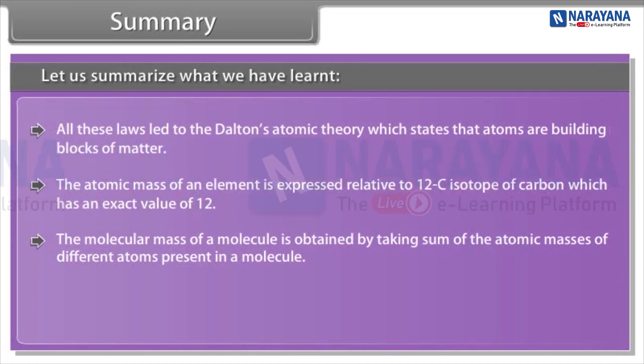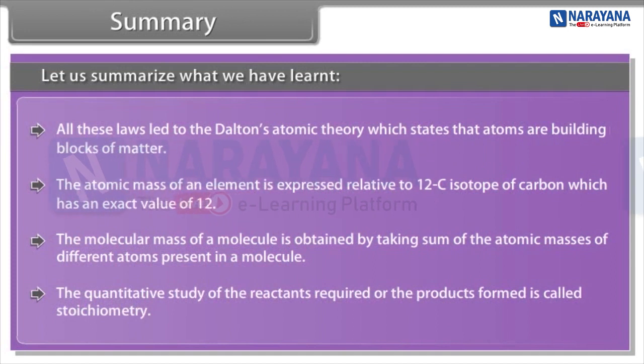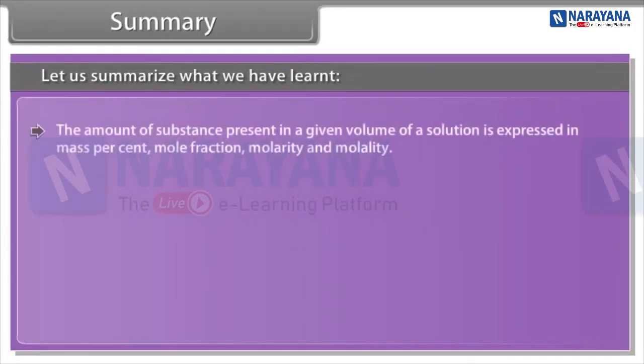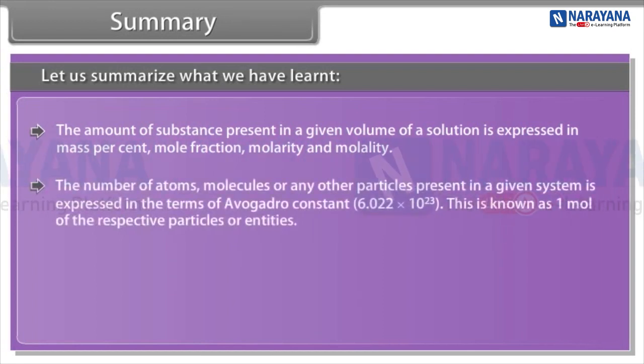present in a molecule. The quantitative study of the reactants required or the products formed is called stoichiometry. The amount of substance present in a given volume of a solution is expressed in mass percent, mole fraction, molarity, and molality. The number of atoms, molecules, or any other particles present in a given system is expressed in terms of Avogadro constant, 6.022 into 10 raised to the power 23. This is known as 1 mole of the respective particles or entities.